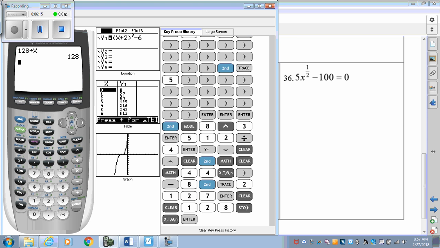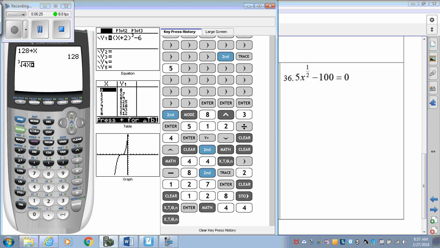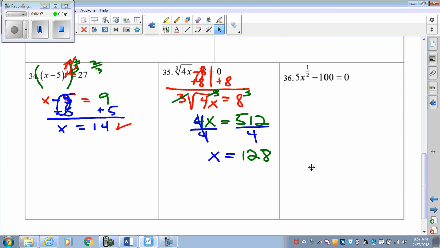And then I can type my original equation, which is the cube root. So math for cube root of 4x minus 8. And I'll hit enter. And that equals 0, and that's what I wanted it to equal. So I know that 128 is correct. All right, so we did check it using the store. You can always use the store to check.